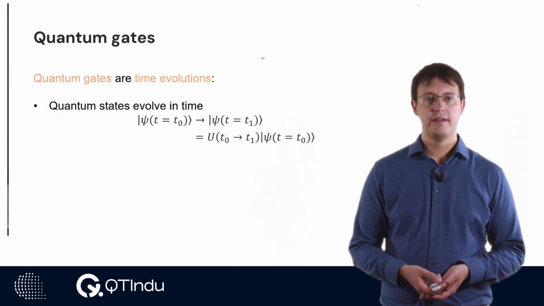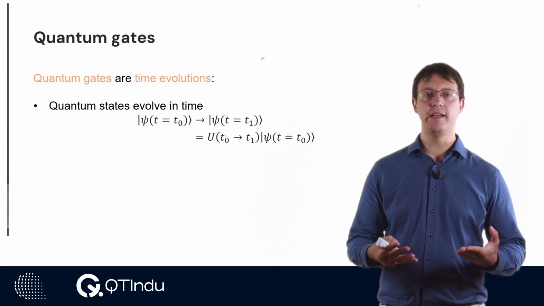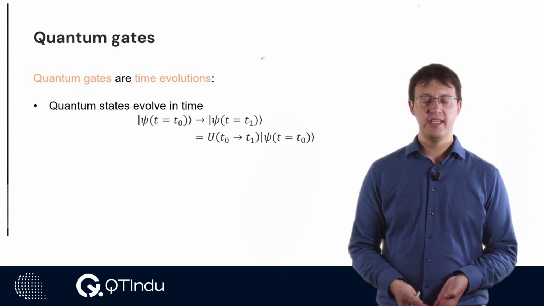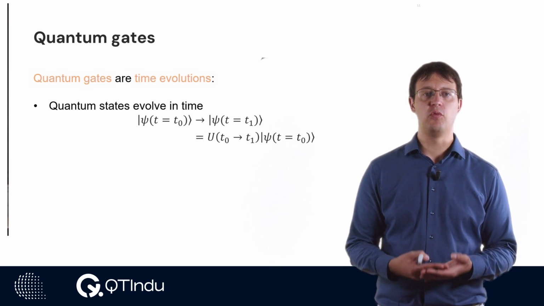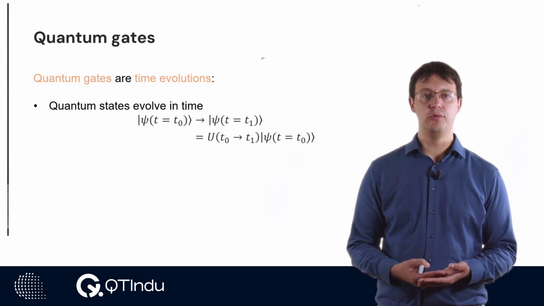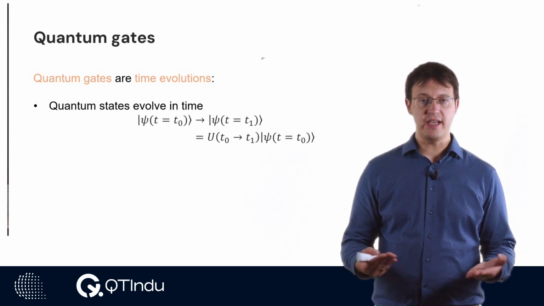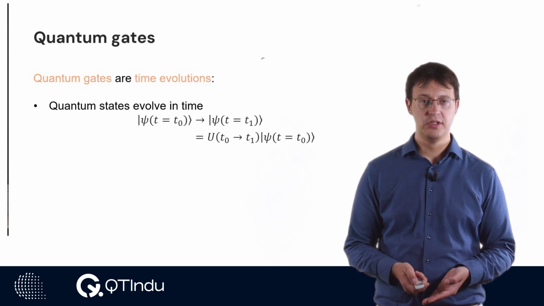In order to operate a quantum computer, we not only need states, but we also need to perform operations. For a quantum computer, the logical operations are called quantum gates. A quantum gate is a time evolution. A quantum state evolves in time, described by a unitary matrix U.